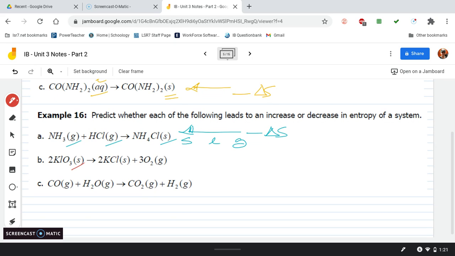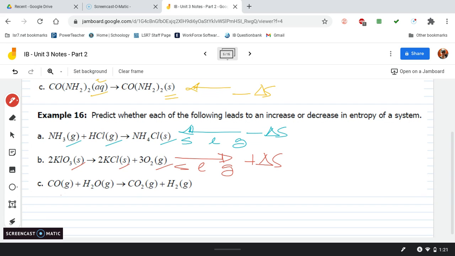Okay. A solid turns into a solid and a gas. So you could look at this a couple of ways, but you have more moles of gas on one side than the other. So we're kind of shifting this way. We're going towards gas. So that's going to be more randomness. So it's a positive delta S.